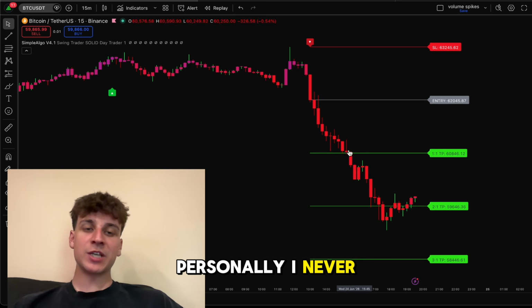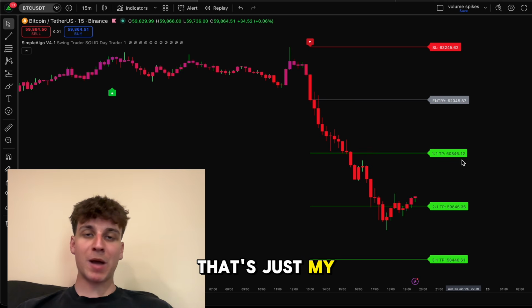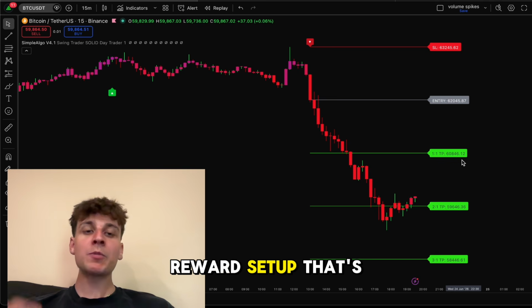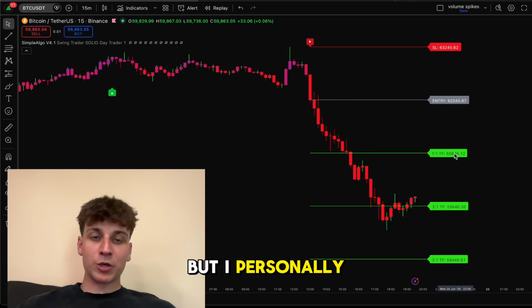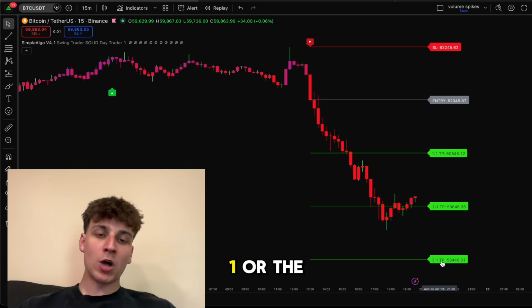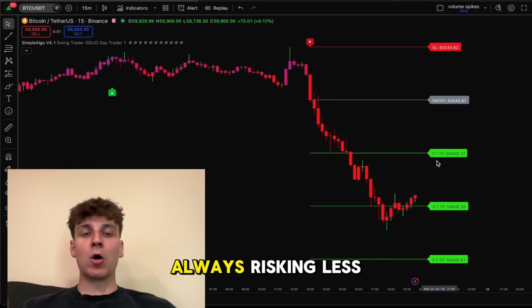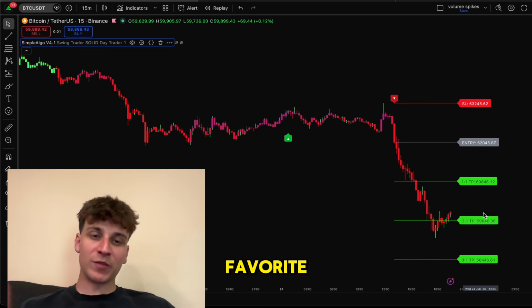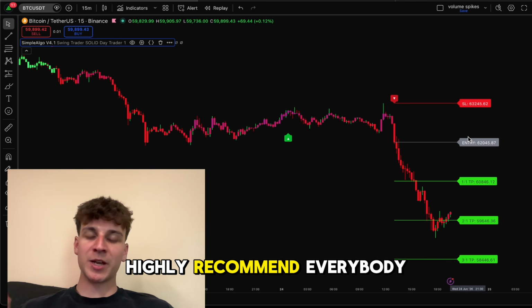Personally, I never take the 1-to-1 take profit. That's just my own strategy. I know a lot of people do use a 1-to-1 risk reward setup. That's why I included it in there, but I personally don't do that. I only take the 2-to-1 or the 3-to-1 take profits. That way I'm always risking less than what my potential reward is. This is my favorite feature in the indicator, and I highly recommend everybody uses this.